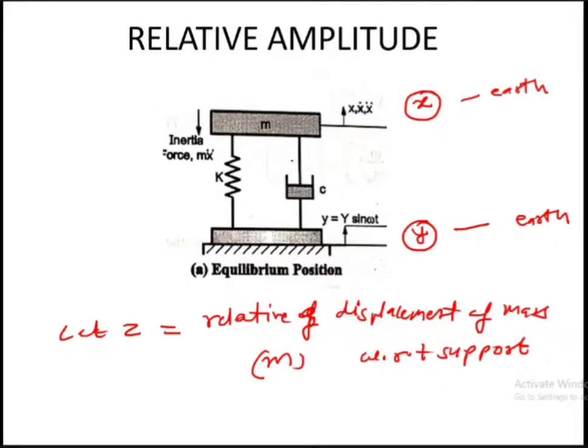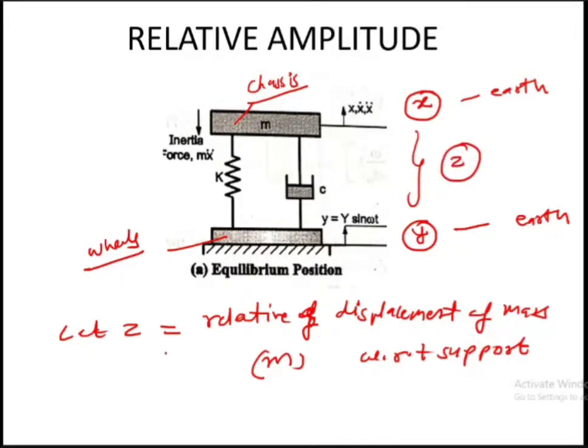Obviously, this mass m is nothing but the chassis. For example, you can consider that this mass m is the chassis of a vehicle, and this support is the wheels of the vehicle. These wheels are moving with respect to the earth coordinates, that is absolute amplitude. The mass is moving with respect to the earth coordinates, that is absolute amplitude. But try to understand that this mass m is also moving with respect to the wheels. The wheels have motion and the mass also has motion. So this mass will have a relative amplitude. Let me call the relative amplitude between these two xz, right?